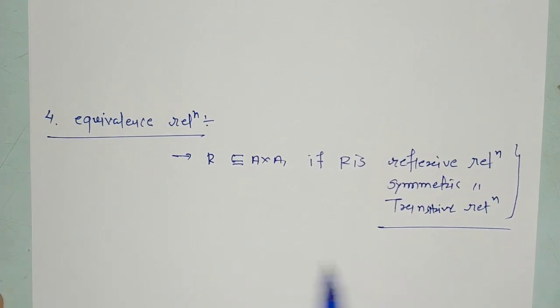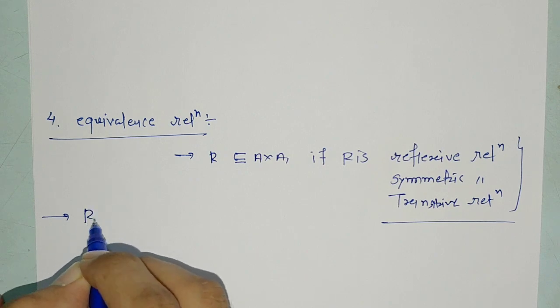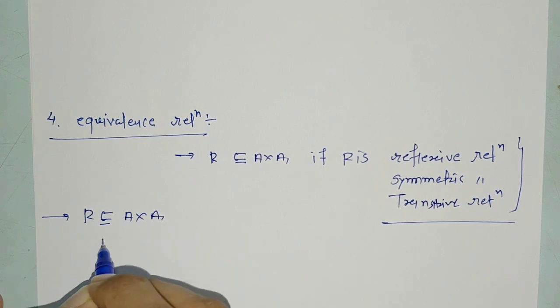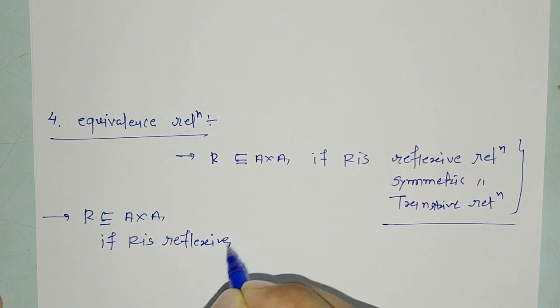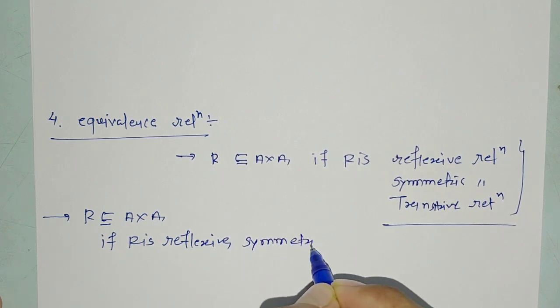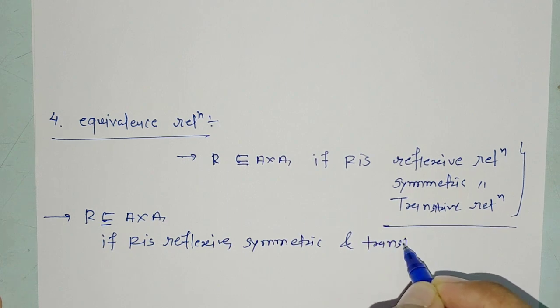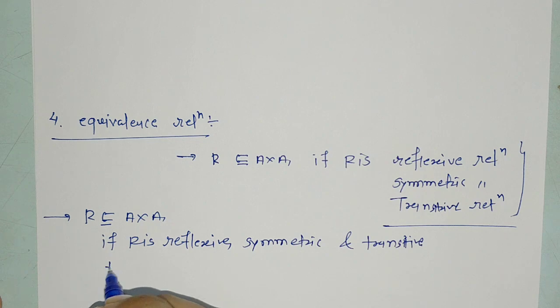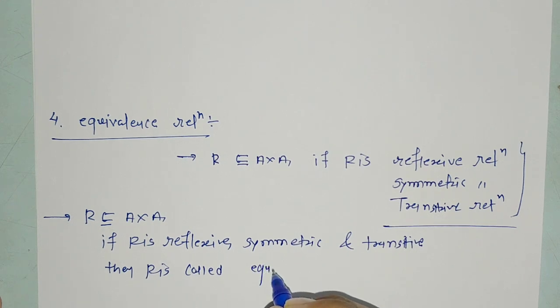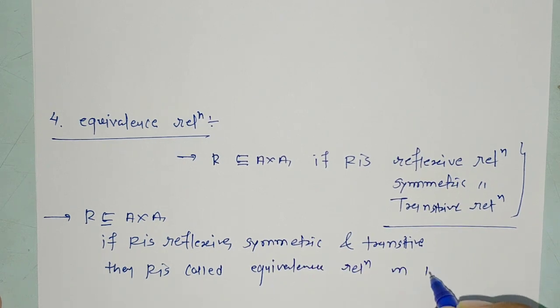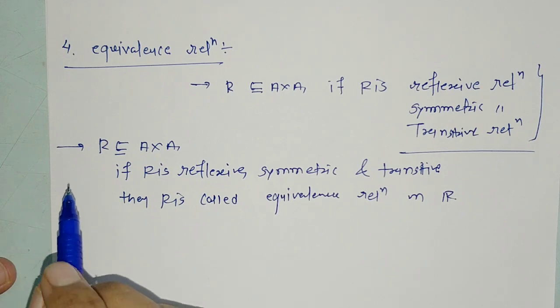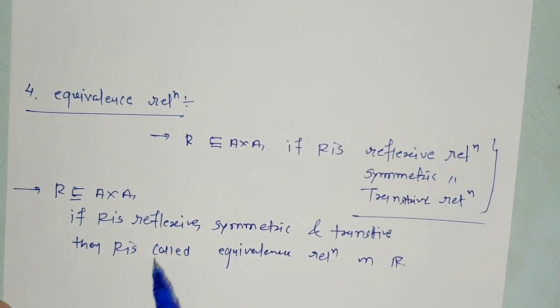So I'm again writing the definition. R subset or equal to A cross A, if R is reflexive, symmetric and transitive, then R is called an equivalence relation on A. Okay, so to check whether the relation is equivalence or not, we have to check that the relation must be reflexive, symmetric and transitive.